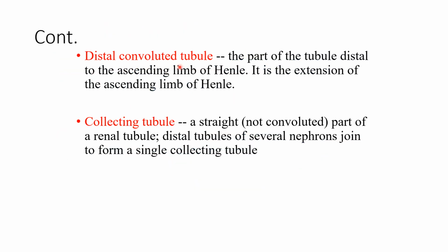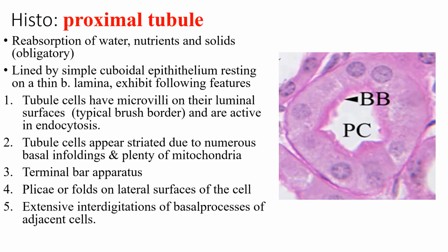The distal convoluted tubule is the part of the tubule distal to the ascending limb of the loop of Henle. It is an extension of the ascending limb of the Henle. And then is the collecting tubule, the straight, not convoluted part of the renal tubule. Distal tubules of several nephrons join to form a single collecting tubule. So we will discuss all these structures one by one.